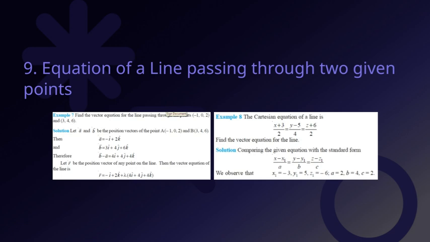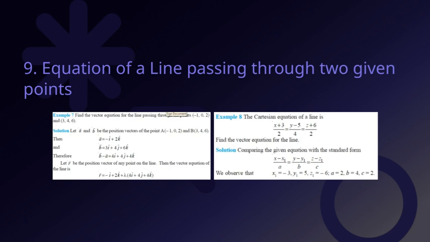First, we need to find the slope of the line, which tells us how steep the line is. The slope is calculated by taking the difference in y values and dividing it by the difference in x values between the 2 points. Once we have the slope, we use it along with one of the points to write the equation of the line in point-slope form. This form makes it straightforward to express the line's equation based on the point and the slope we've calculated. From there, we can rearrange the equation into slope-intercept form if needed, which is y equals mx plus b, making it easier to interpret and graph.